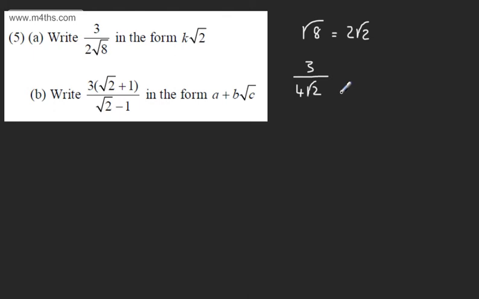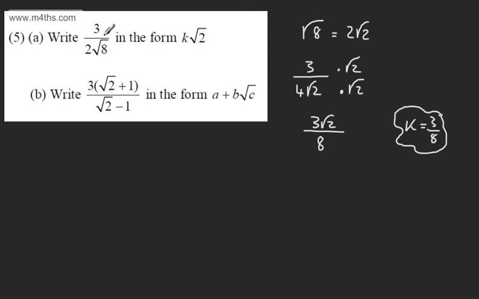I'm going to rationalise the denominator, so I'm going to multiply the denominator and the numerator by root 2. If I consider now the numerator, I will have 3 root 2. In the denominator, I'll have 4 times by 2, which is going to give me 8. So we can say now that k will be equal to 3 over 8. So that's our value of k. You could have just multiplied the numerator and the denominator by root 8 and then simplified from there. I've done it at the beginning.